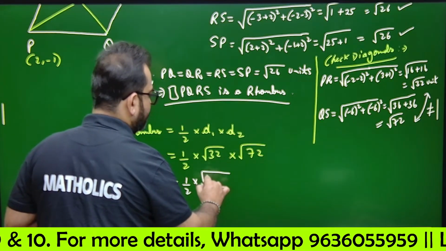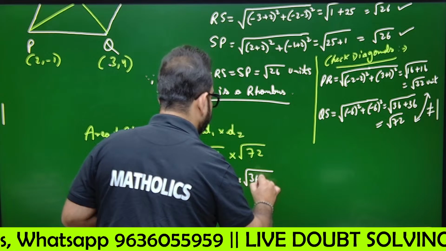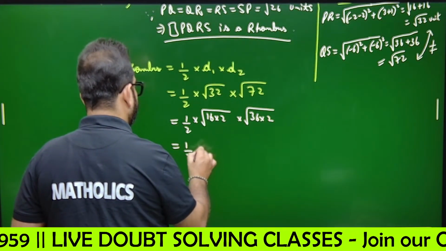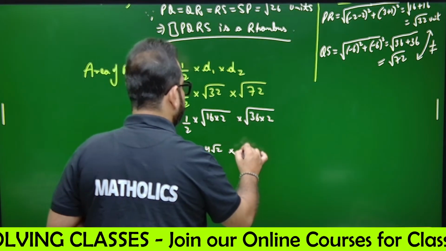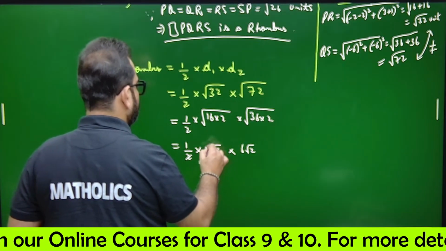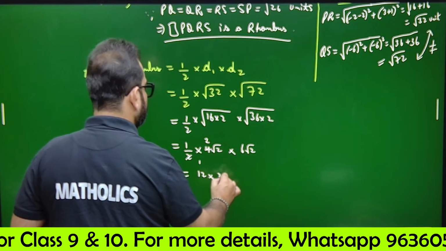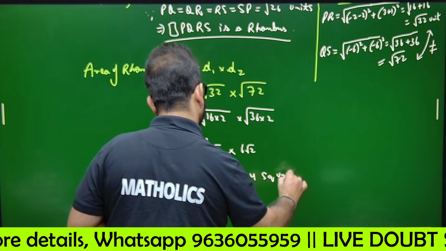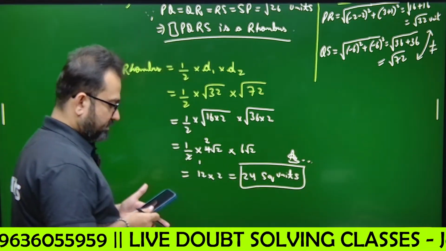You will write what? 16 twos are 32, and this is 36 into 2. So if you simplify it easily, half into 16 will come outside, it will be 4 root 2. It will be 6 root 2 because 6 square is 36. So 2 ones are 2, 2 twos are 4. It will be 6 twos are 12. Root 2 into root 2 is 2. That means 24 square units is my final answer for finding the area of this rhombus.